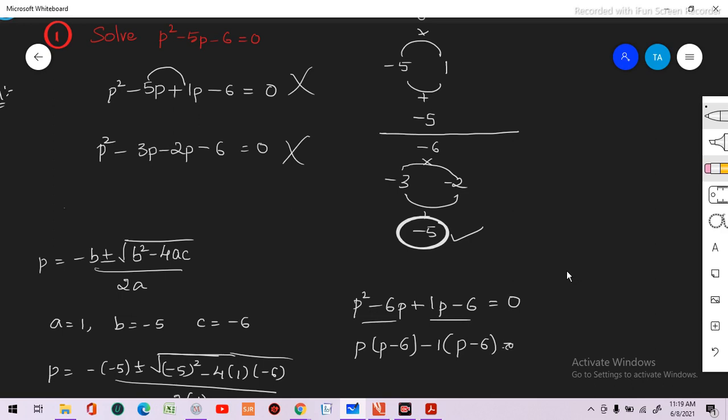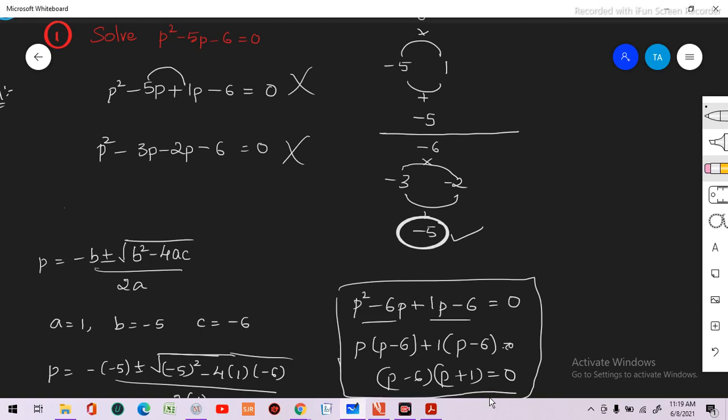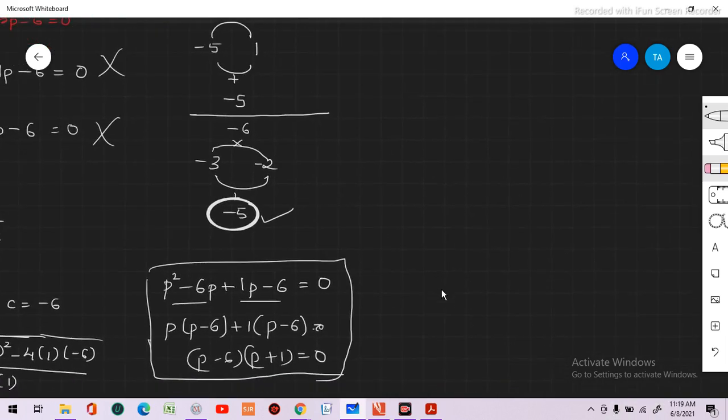So this should be plus 1, p plus 1 comes, and here minus 6 comes. So p minus 6 and p plus 1. Yes, this is also p is equal to 6, or p is equal to minus 1. So we can get these factors directly. We will take this only and we will go ahead.